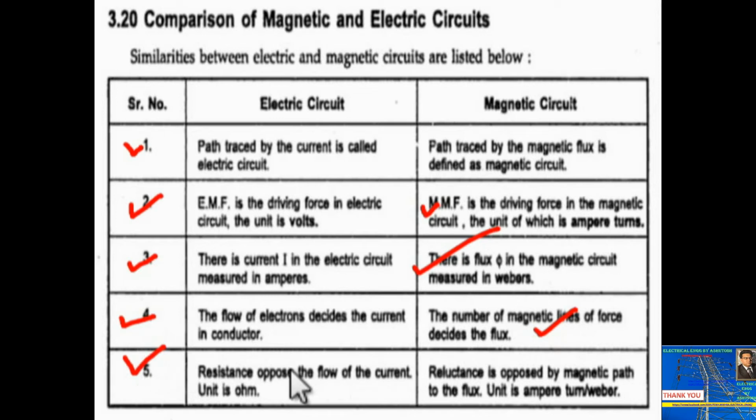And the fifth point: resistance opposes the flow of current, and the unit of resistance is ohm. But reluctance is the opposition offered by the magnetic path to the flux. This is called reluctance, denoted by capital S, whereas resistance is denoted by capital R. So guys, this one is in the electric circuit and this one is in the magnetic circuit. R is the opposition offered to the flow of electrons or current, and S is the opposition offered to the flow of flux.